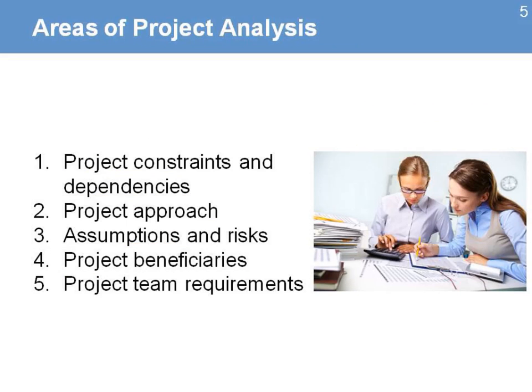When you look at the analysis of this information, you need to look at these factors. Look at the project constraints and dependencies. That means that if there are going to be any limits that are imposed on the project or dependencies from external projects or organizations that need to deliver or do something that will be dependent on the project. Also look at the project approach. That means the way the project was designed. Look at assumptions and risks that were identified at the beginning of the project. Also, you need to look at who are the beneficiaries and the project team requirements.